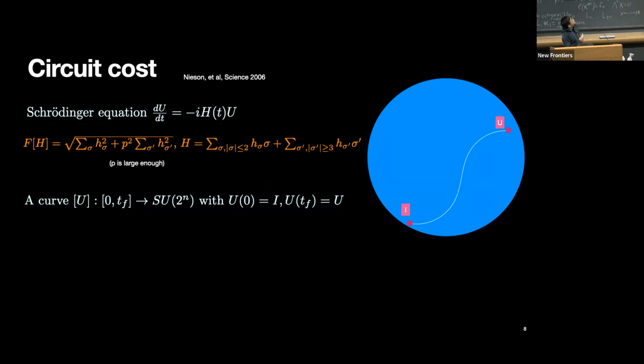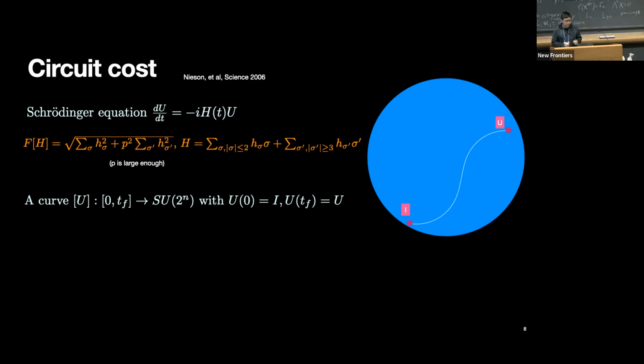Here, we suppose that the unitary is generated by some time-dependent Hamiltonian according to the Schrödinger equation. And we also require the unitary at some final time to be equal to the target unitary. And for each Hamiltonian H, we can decompose it into a linear combination of Pauli operators. And for this decomposition, we can separate it into 2 parts.